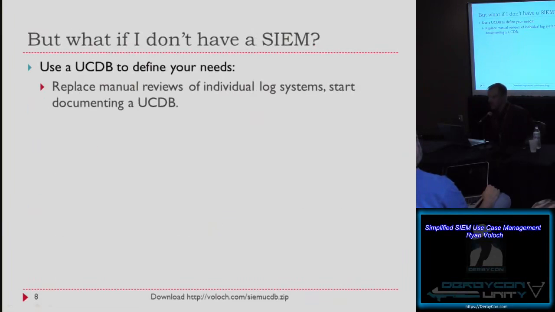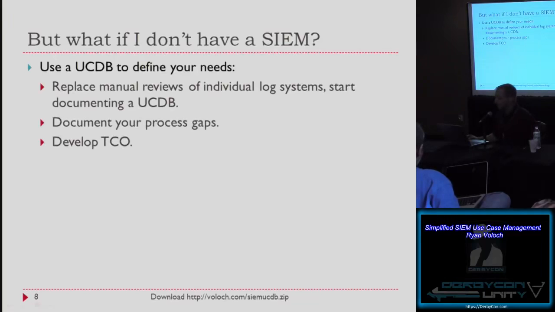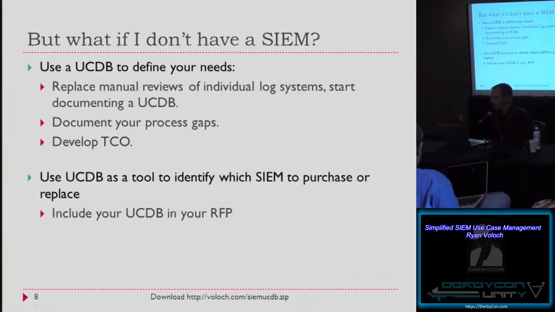What if I don't have a SIEM? You could use the use case database to define your needs. Replace your manual reviews and actually start documenting what you're doing today in your manual reviews. Document your process gaps, and then you could also develop a total cost of ownership. Things like, if we collect this data, we'll be more accurate, and we'll spend X less time looking at logs. You could also utilize the tool to replace an existing SIEM that maybe can't do what you want it to do.